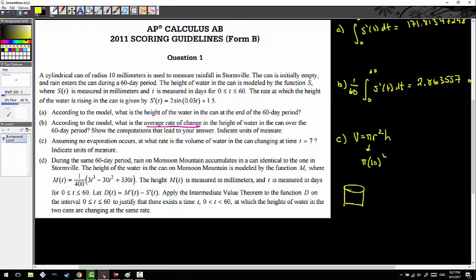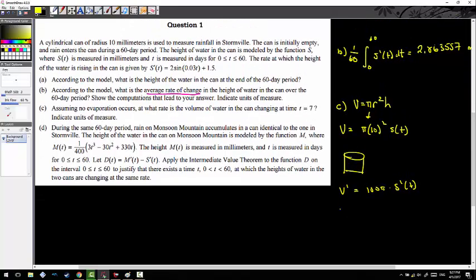And h is given by, hey, wait, isn't the rate at which height is changing given by this function here? So isn't it just s prime of t? Or rather, not even s prime of t yet, I'm jumping the gun here. The height is really just s of t at any given time, right? Now, if I go and differentiate this, I'm going to get V prime equaling 100 pi times s prime of t. But I don't want that value anywhere. I want to know that value at 7 days in. So let's do it.